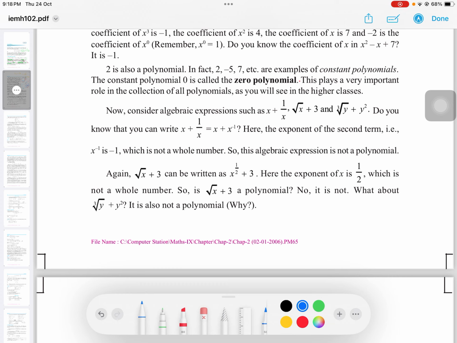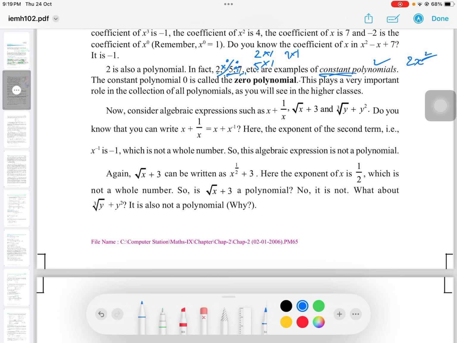So 2, minus 5, 7 are all examples of constant polynomials. You know why? Because a polynomial must satisfy the condition that its exponent should be a whole number, that is 2 into x power 0. So a whole number is satisfied. It has a variable x and it has a coefficient 2. In minus 5 also it has a variable x and the whole number 0, same in 7. So it's a polynomial, and this 2, 5, 7 is all constant. It's literally 2 into 1, 5 into 1, 7 into 1, so it's constant. The constant numbers are constant polynomials.